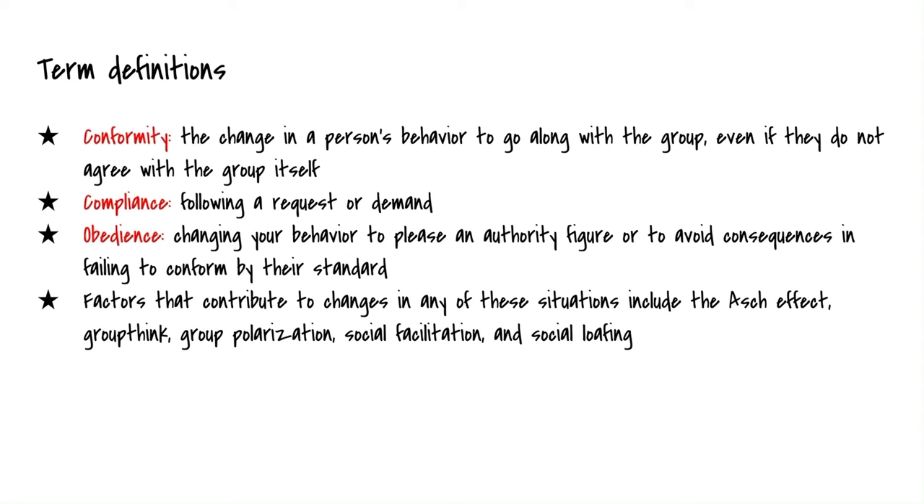Conformity, compliance, and obedience. Conformity is a change in a person's behavior to go along with the group, even if they do not agree with the group itself. Compliance is following a request or demand. Obedience is changing your behavior to please an authority figure or to avoid consequences and failing to conform by their standard.